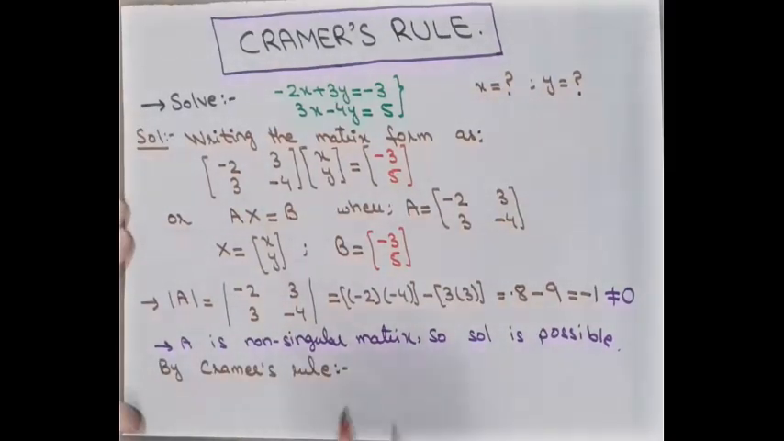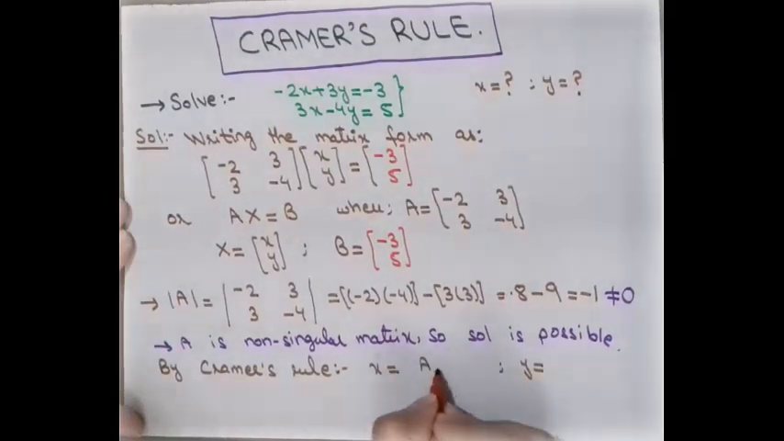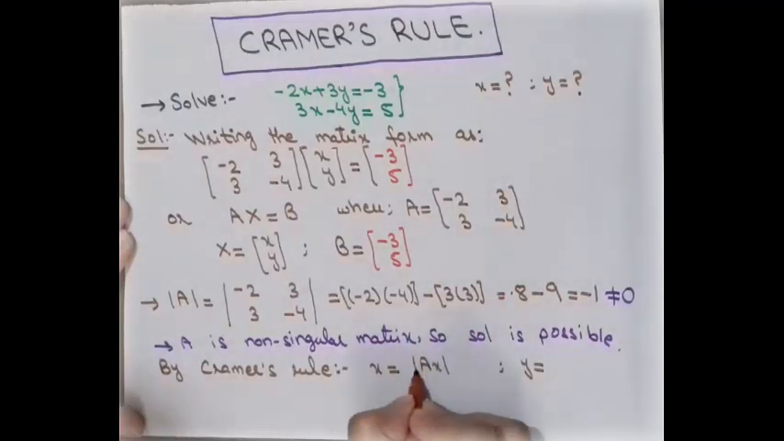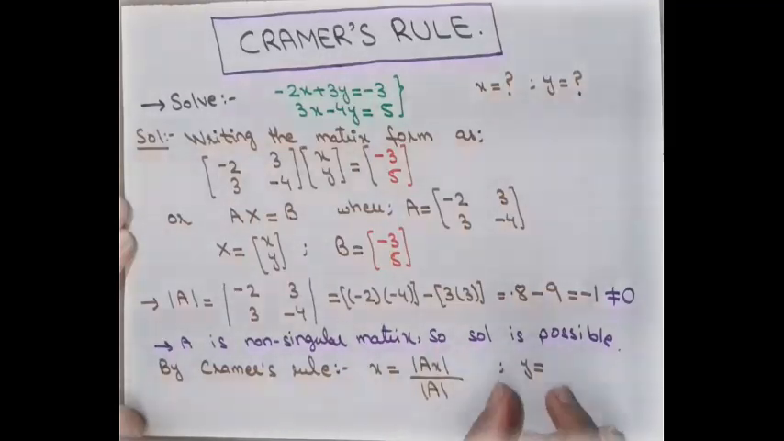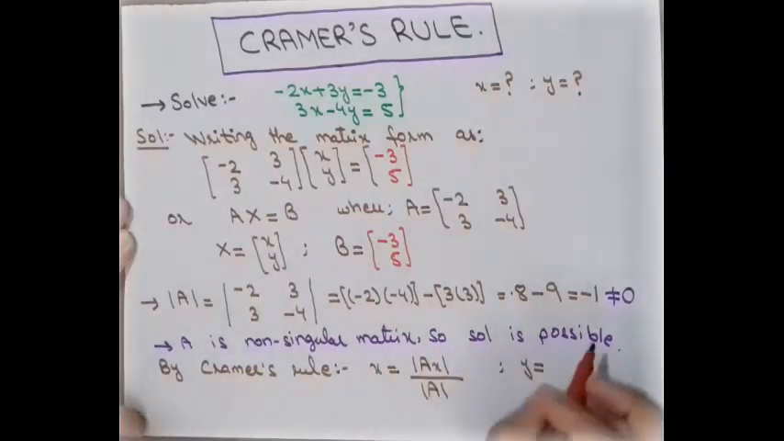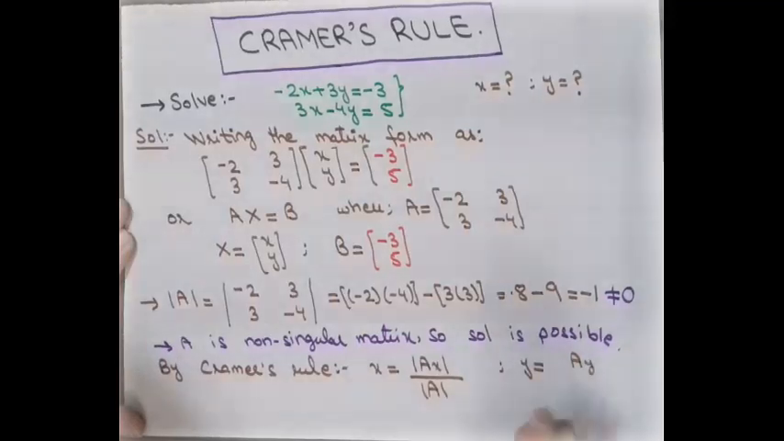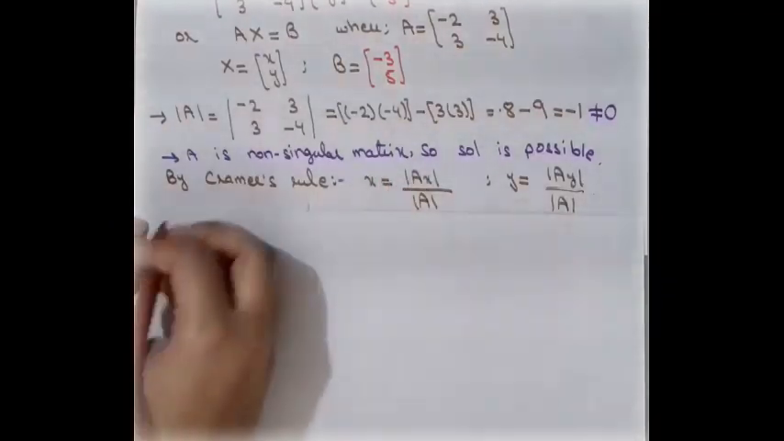Cramer's rule says that to find the value of x, we take the determinant of Ax, which we calculate in further steps, divided by the determinant of A, the matrix of coefficients. And to find the value of y by Cramer's rule, we take the determinant of Ay, divided by the determinant of A. We discuss what Ax and Ay are next. First we aim to calculate Ax.